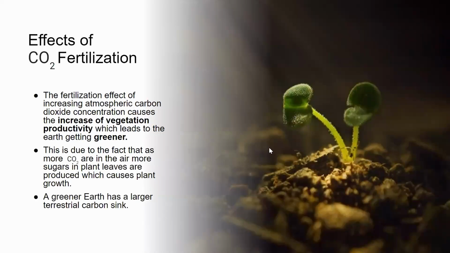Effects of carbon dioxide fertilization. The fertilization effect of increasing atmospheric carbon dioxide concentration causes an increase in vegetation productivity, which leads to the Earth getting greener. This is due to the fact that as more carbon dioxide is in the air, more sugars in plant leaves are produced, which causes plant growth. A greener Earth has a larger terrestrial carbon sink.